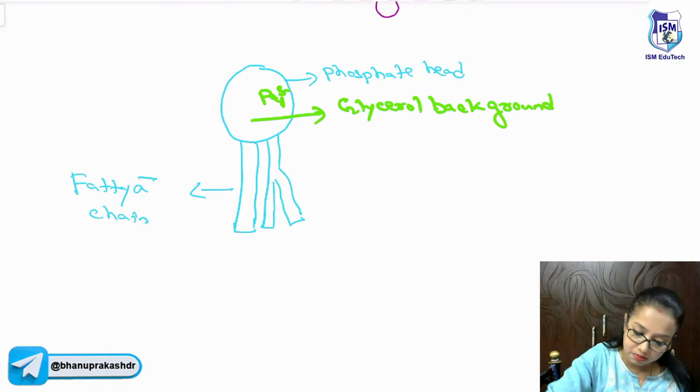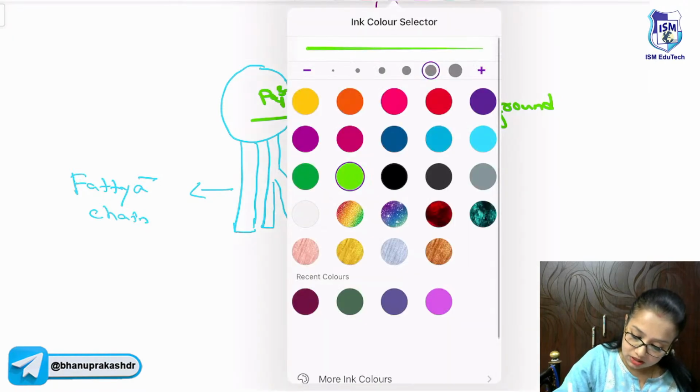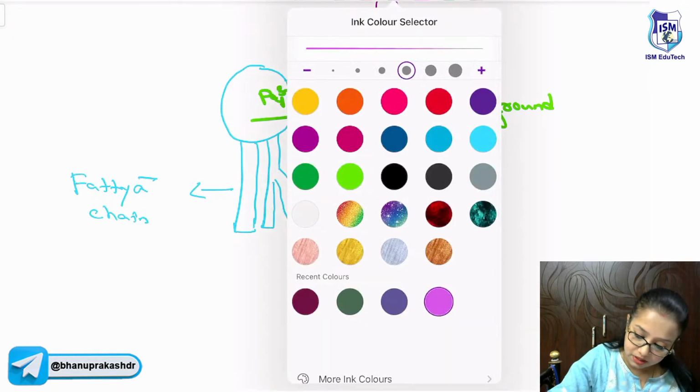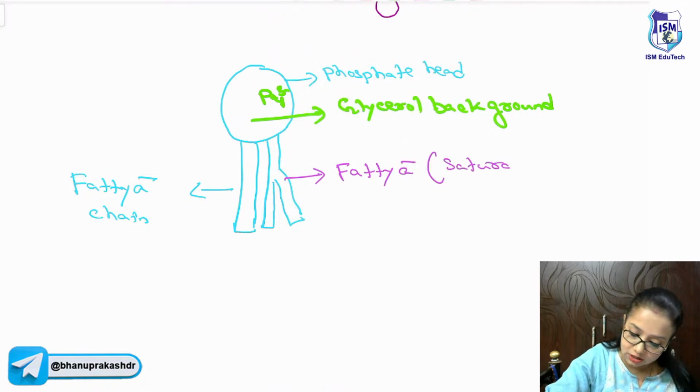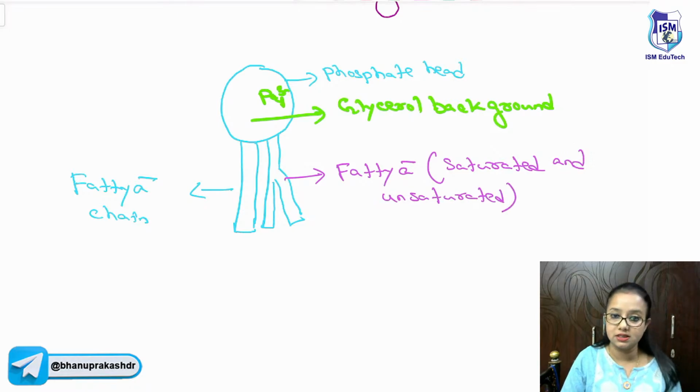And on the tail part, we have fatty acid with saturated and unsaturated fatty acid.